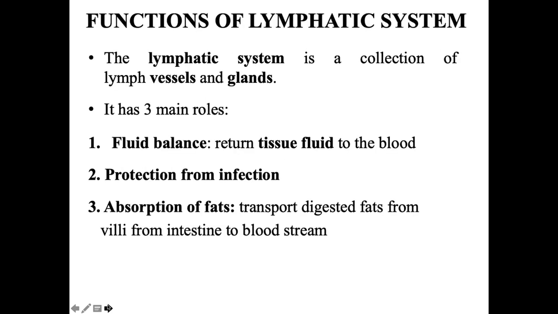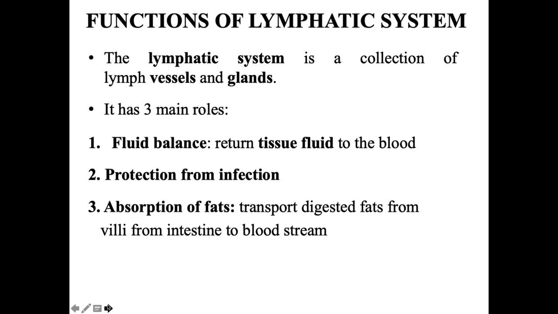Functions of the lymphatic system. The lymphatic system is a collection of lymph vessels and glands. It has three main roles. It balances the fluid. Whatever fluid has moved to the intercellular space will move back to the blood. It gives us protection against infection. It is rich in WBC and it helps us to fight against many diseases.